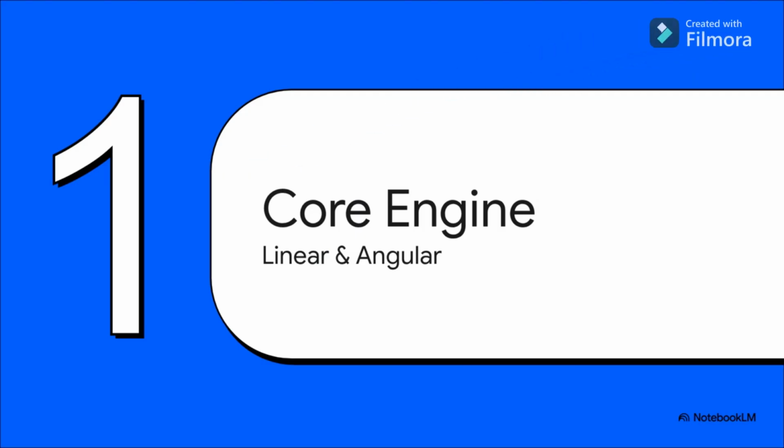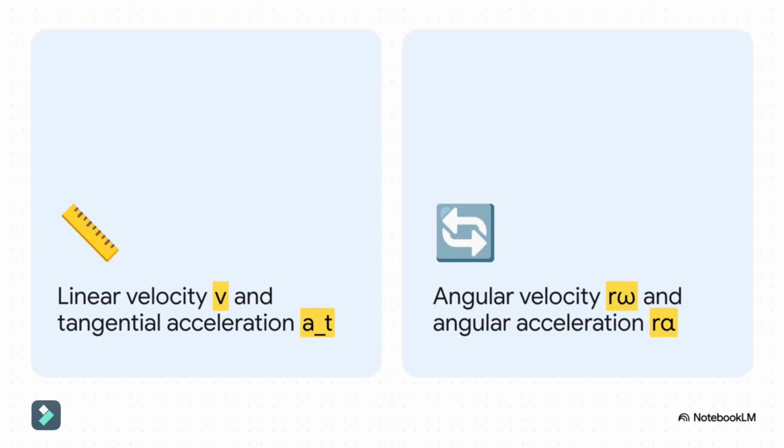Section 1. Core engine, linear and angular. Initiating level 1. Before we can solve anything complex, we first need to translate our straight-line physics into the rotating, spinning world of circles. Notice how perfectly this bridges those two worlds. Every angular quantity has a linear counterpart, and they're connected simply by the radius r.